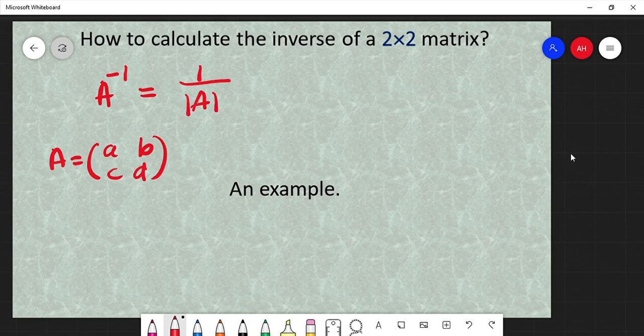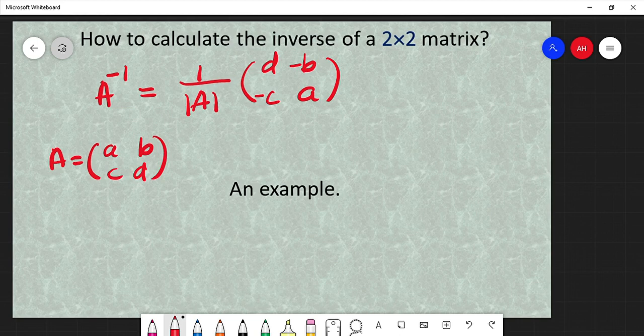the determinant of A multiplied by the matrix where A and D change position. We have D at position 1, 1 and A at position 2, 2. B and C keep the same position but with a negative sign. This is the formula to find the inverse of a 2 by 2 matrix: 1 over the determinant of A multiplied by, in the first row D and negative B, and in the second row negative C and A.